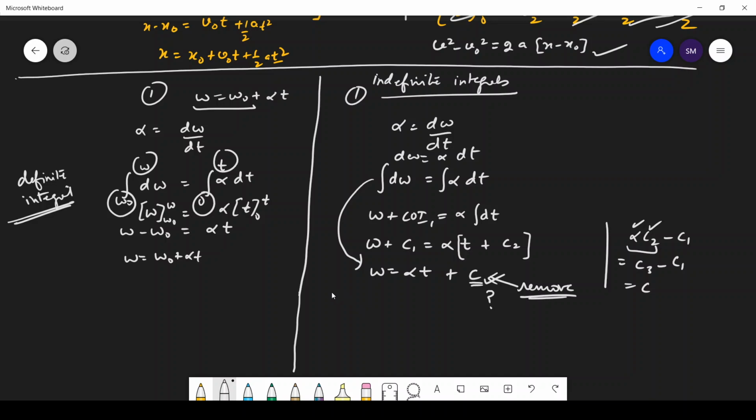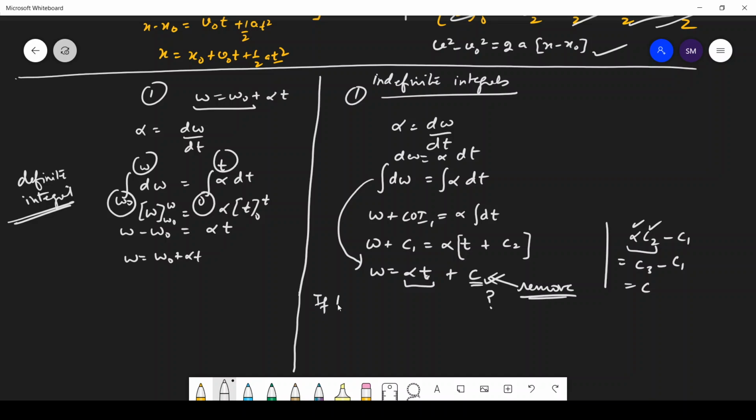So how can you find the value of c? You can find the value of c if you remove this term, so c will be equal to this. How can you remove this term? By putting t equals 0. So if t is equal to 0, you need to put t equals 0.